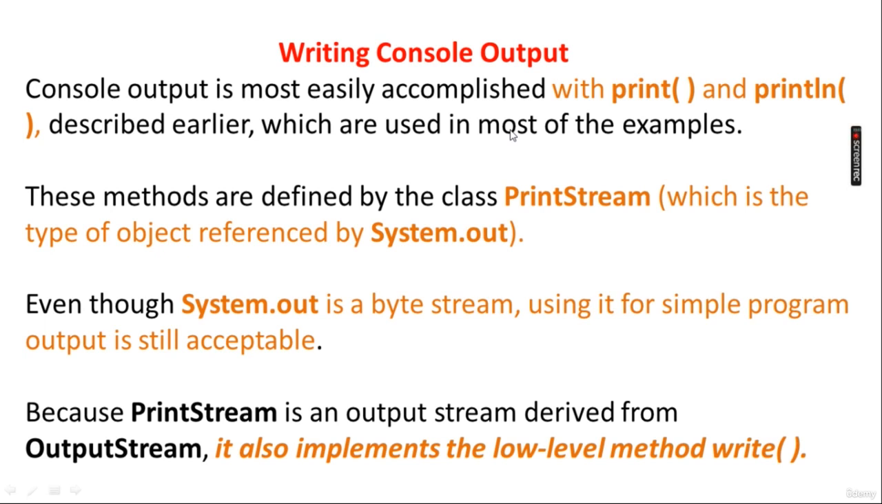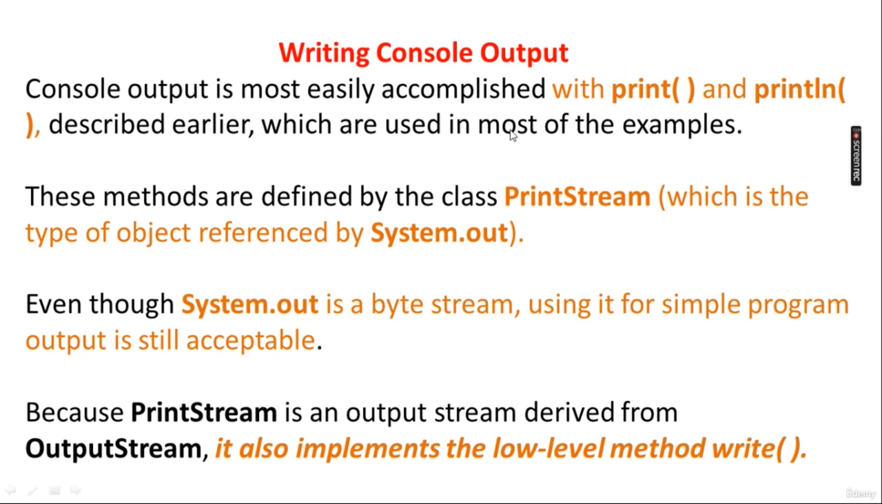Now, writing console output. Console output is most easily accomplished with print and println, which we have already used. That is System.out.print and System.out.println. The only difference is that print does not add a new line, and println adds a new line after the message is displayed. These methods are defined by the PrintStream class, which is the type of object referenced by System.out. Even though System.out is a byte stream, using it for simple program output is still acceptable. That is, for our programs nowadays, we can still use System.out.println, because it is a simple program, not for worldwide use.